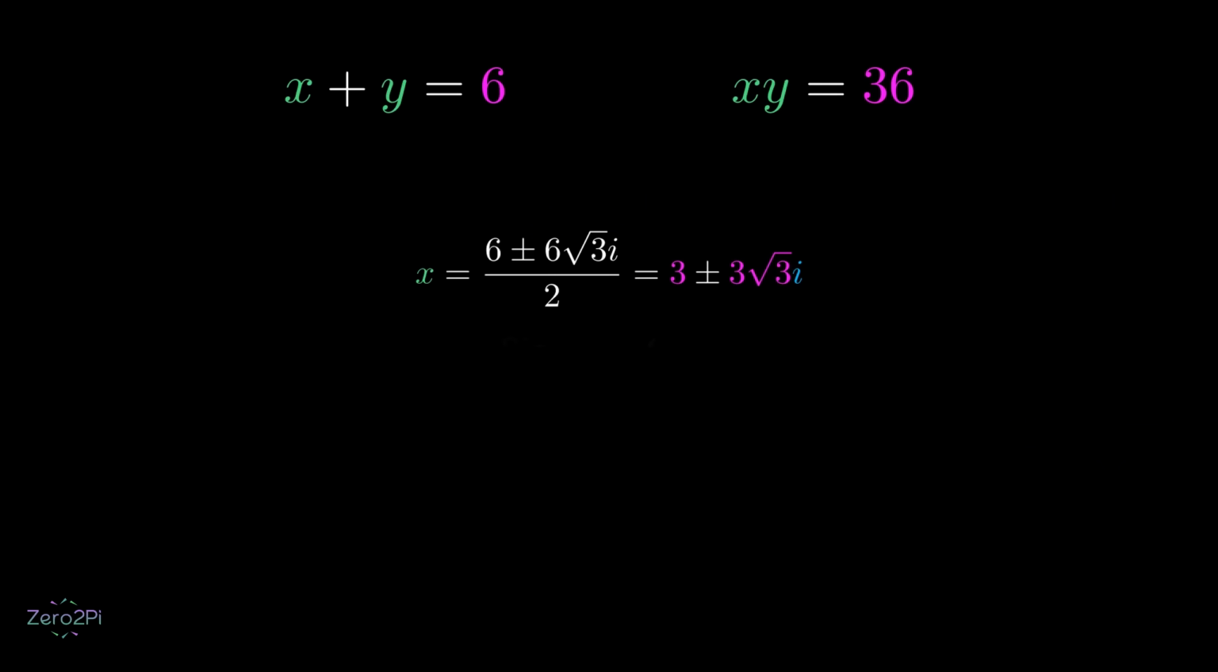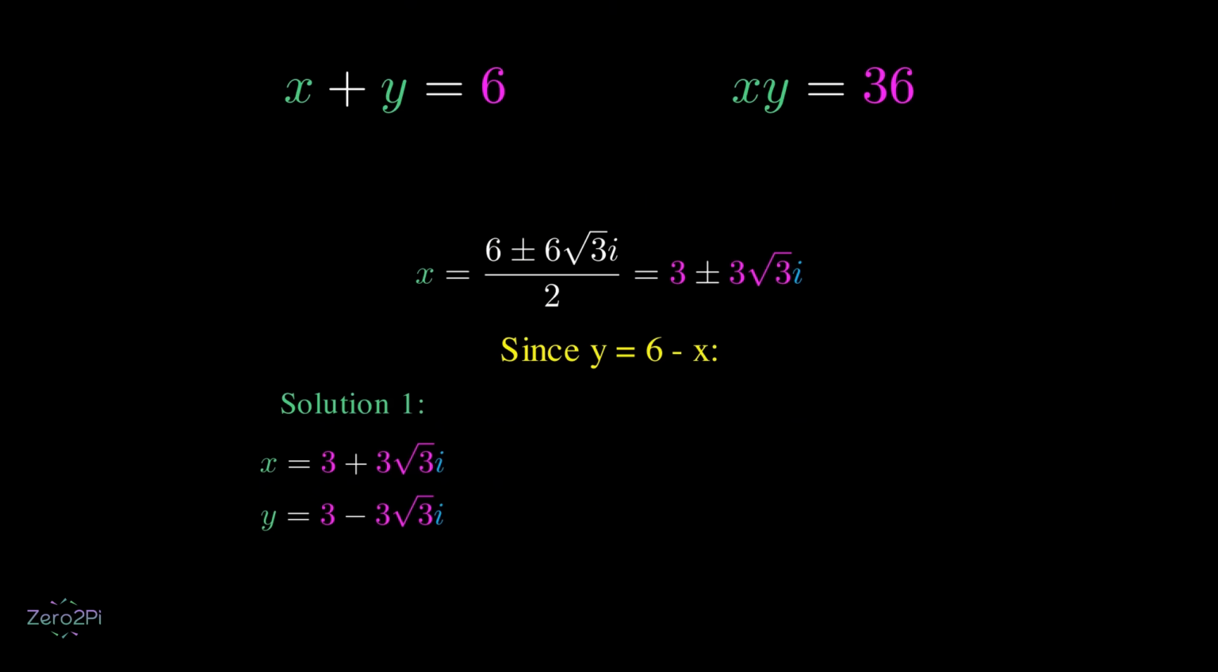Just plug these back into y, which is 6 minus x. So when x is 3 plus 3 times root 3i, y becomes 3 minus 3 times root 3i, and vice versa for the other solution. There's our answer, complex conjugate pairs. This is why no amount of guessing with regular numbers would ever work. Now back to the question. How does it look on the graph?